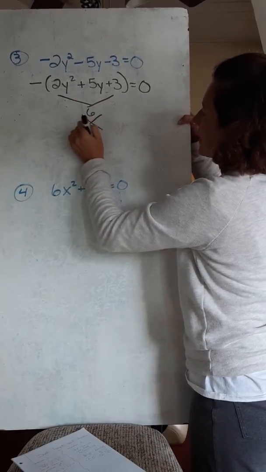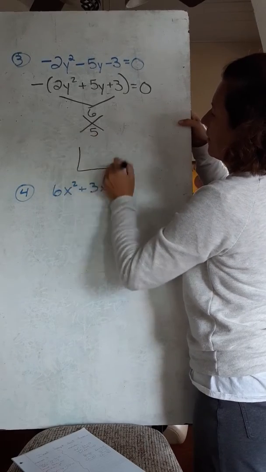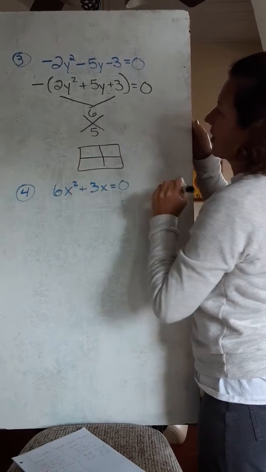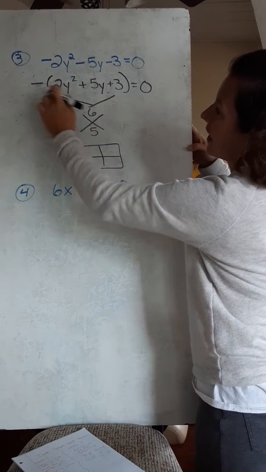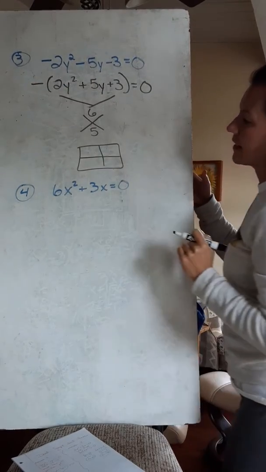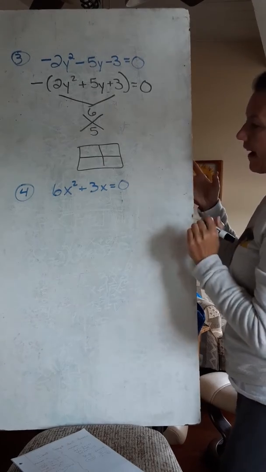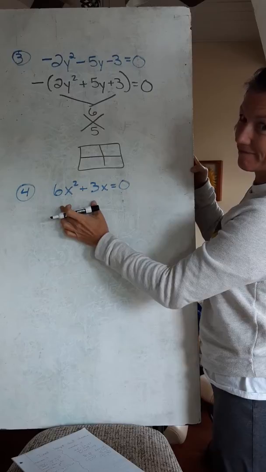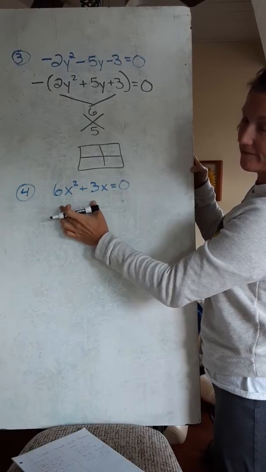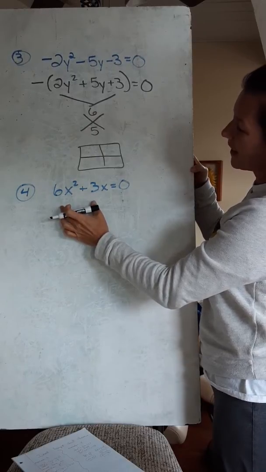What times what is 6 that adds up to 5? Make the box, get our answers. But don't forget, you need to take out a negative sign. We want 2y squared to be positive, or you will be struggling to get your factors. This is called what again? Hopefully you remember. Called a binomial.